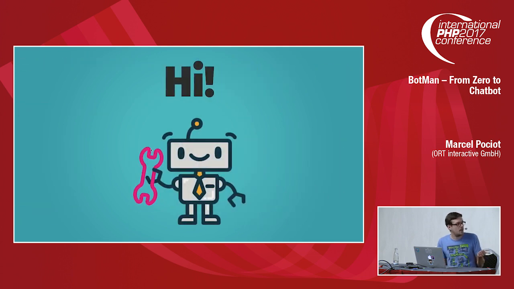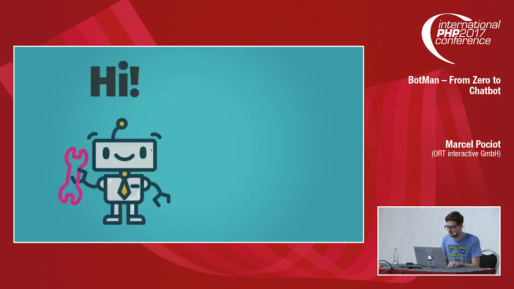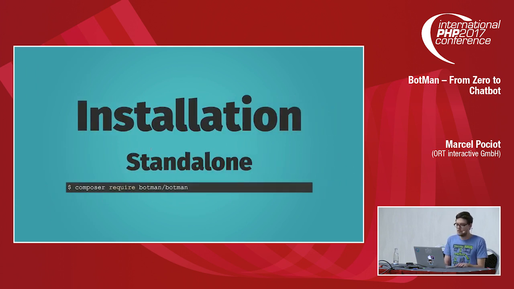This is why I came up with the idea of having an abstraction layer on top of all these messaging services. And that's where BotMan was pretty much born, which is this cute little robot. So BotMan is a PHP library. It's framework agnostic. You can use it with whichever framework you want or without a framework at all. You can just require it with Composer and get started right away.